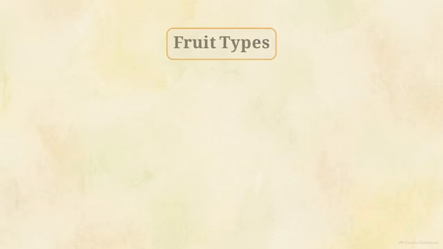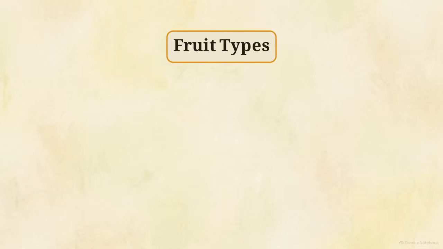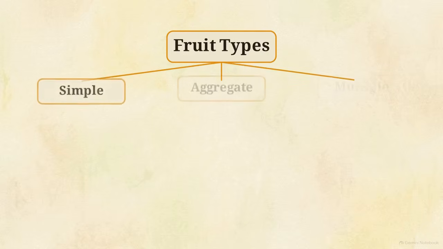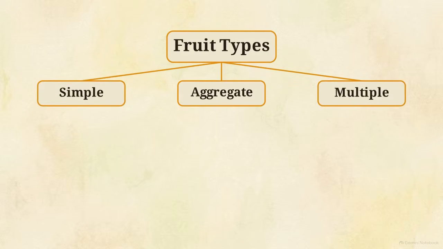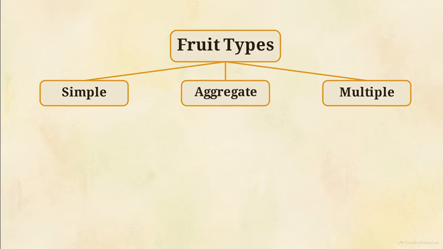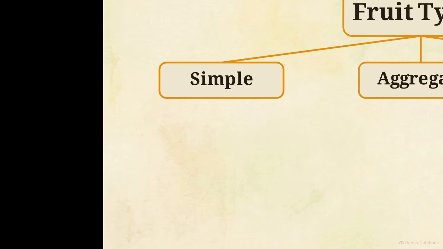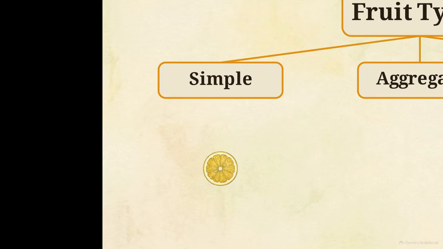To organize all this variation, we sort fruits into 3 main categories based on the number of flowers and ovaries involved: simple, aggregate, and multiple. Simple fruits develop from a single flower with 1 ovary or fused ovaries. This citrus fruit, classified as a Hesperidium, fits perfectly here. Its tough, leathery rind is the outer pericarp, and those juicy, edible bits inside are succulent placental hairs.